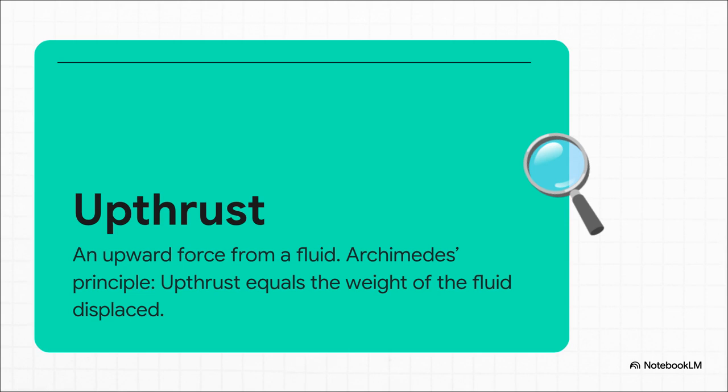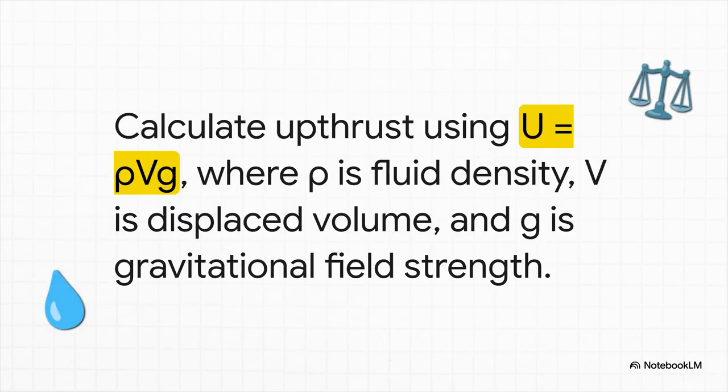And thanks to a genius named Archimedes, we know that this upward force is exactly equal to the weight of the fluid that the object pushes out of the way. And of course, there's an equation for that. The upthrust, which we call U, is equal to the density of the fluid, that's rho, times the volume of the displaced fluid, that's V, all multiplied by g, the good old gravitational field strength. It's basically just the weight of the water that got moved.